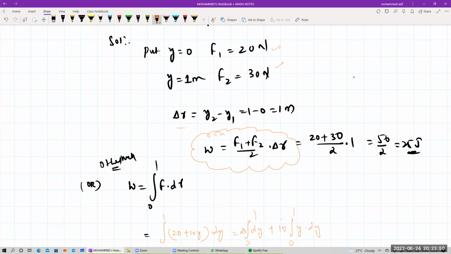Yes, sir. This is also one more small way to do the problems, like the differential and integral relations.